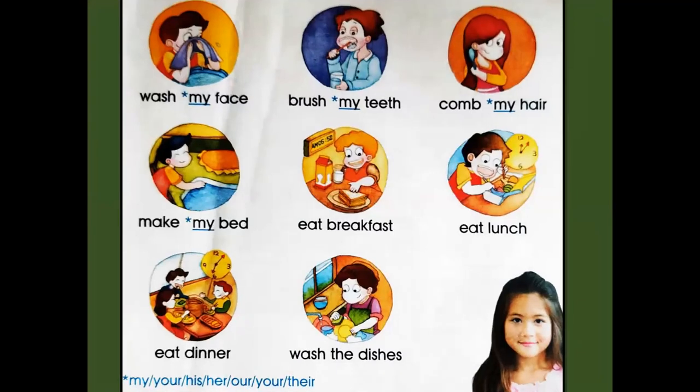All right, open your student's book on page number 81. On page 81, we are going to learn different daily routines, and I told you, we are going to use them correctly. Wash my face. Okay, if you look here, we have a star. This star changes because I could say wash my face, or wash your face, or wash his face.